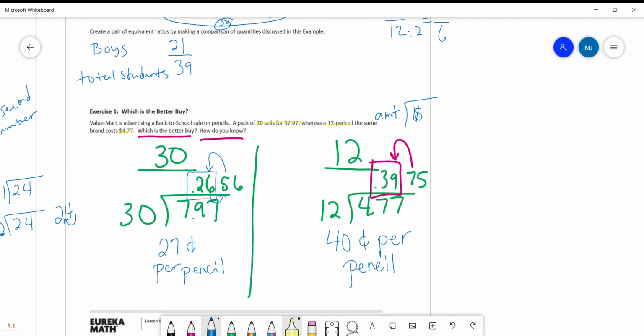Now we've done some math, we've shown our work, but have we answered our question here? Which is the better buy? Well, would you rather pay 27 cents per pencil or 40 cents per pencil? 27 cents per pencil. So our answer here is the 30 pack is the better buy.